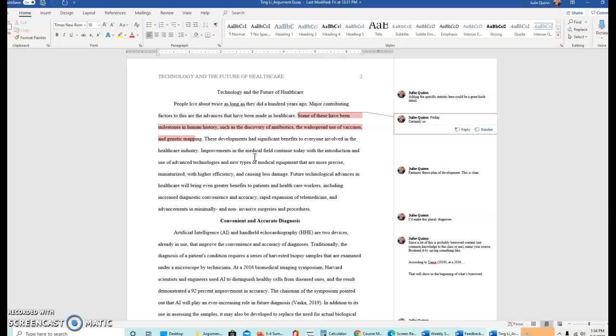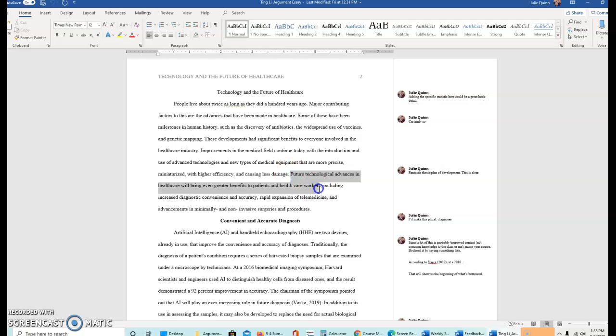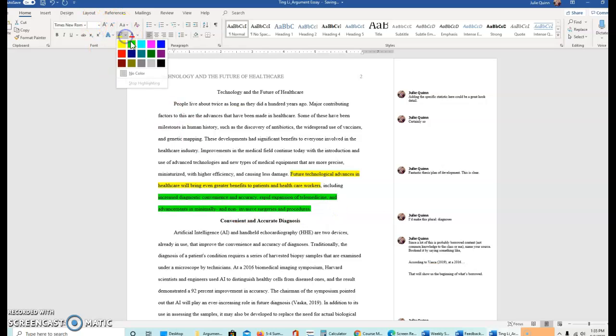So she's warming us up to get to this thesis, and she says, future technological advances in healthcare will bring even greater benefits to patients and healthcare workers, including increased diagnostic convenience and accuracy, rapid expansion of telemedicine, and advancements in minimally and non-invasive surgeries and procedures. So the yellow part is the thesis, and then this last part that I'm going to highlight in green, although you won't see that on the original file, you just see that in this video, are the reasons.